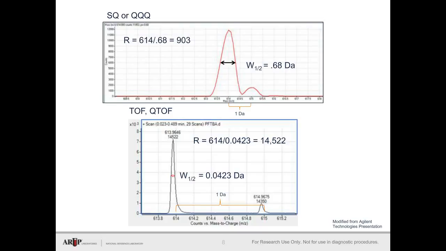When the resolution equation is applied, the triple quad has a resolution of about 903, and the TOF or the QTOF has a resolution of over 14,000. The peak is much sharper on a high-resolution instrument, and you can see the big space in between in the TOF example versus the triple quad example.